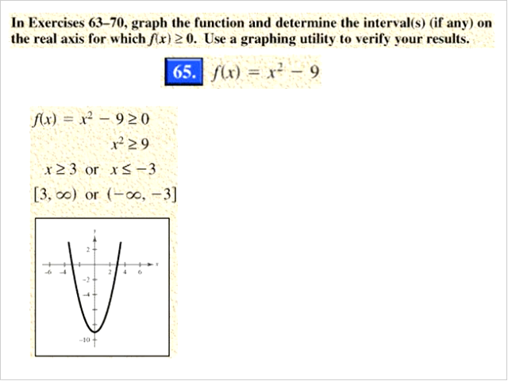All right, next, let's determine the intervals, if there are any, on the real axis for which the function is greater than or equal to 0. So we're looking for where our graph is greater than or equal to 0. So when I look at my graph here, right here it's greater than or equal to 0, and right there it's greater than or equal to 0. So that would be when x is greater than or equal to 3, or x is less than or equal to negative 3. That's when my graph is above the x-axis.